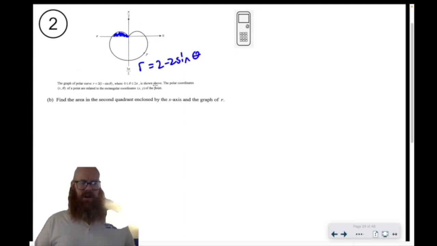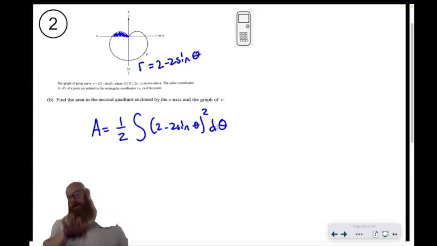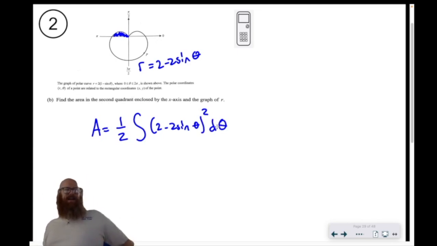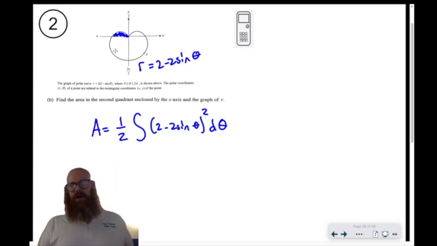So the key here is to first know that area would be 1/2 the integral of r squared, so 2 minus 2 sine theta squared d theta. First of all, we got to know that formula when you're integrating in polar. And then finding the limits of integration is usually the pretty challenging part.